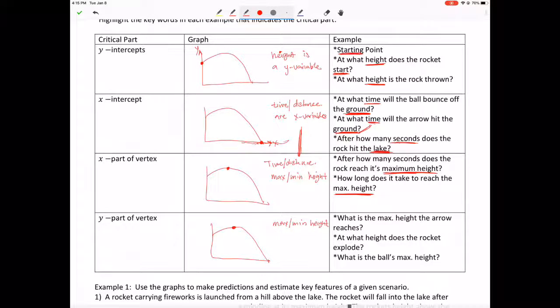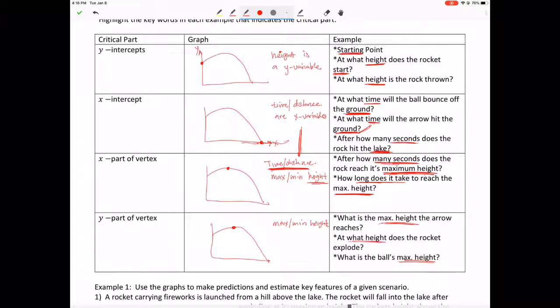All right, so maybe I should clarify this. The x part of the vertex is the time or distance that gives you that height. So when I talk about maximum height, I really should be focusing on seconds. How many seconds does it take to get to that height? Okay, that's our time. How long does it take to reach that maximum height? Whereas the y part gives us our maximum height. All right, hopefully I didn't mess that all up.